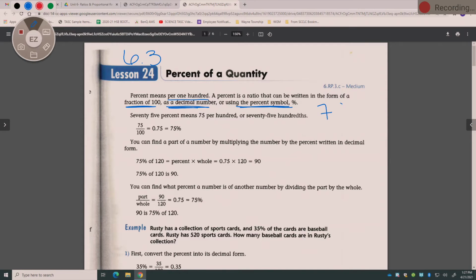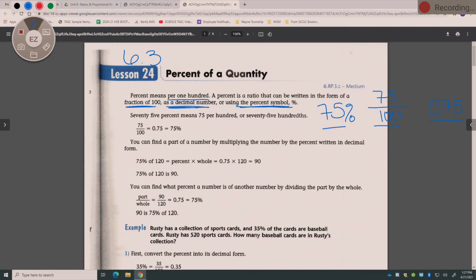So if I have 75%, normally I'd write it like that, 75%. But 75% also means 75 per 100. So we can write it as a fraction, 75 over 100, also said as 75 100ths, which as a decimal looks like that, 75 100ths. So these are all ways to write 75%, 75 per 100.